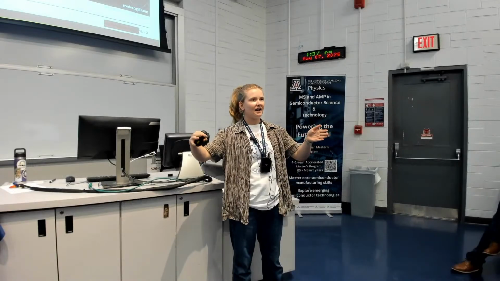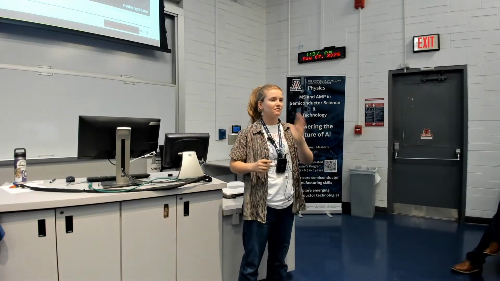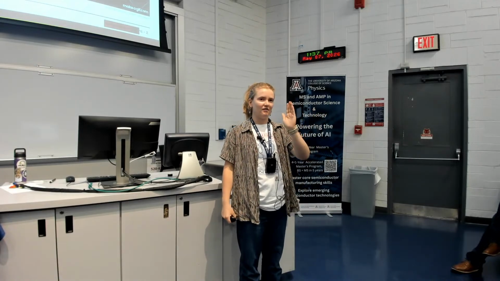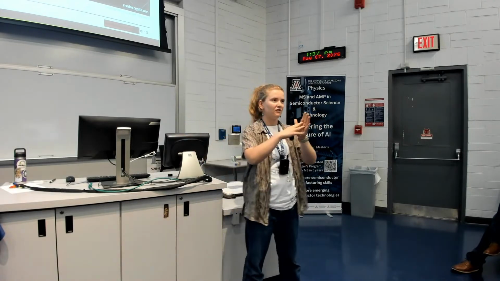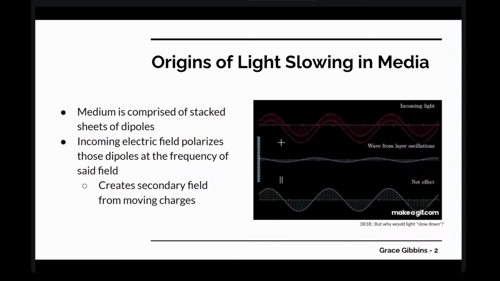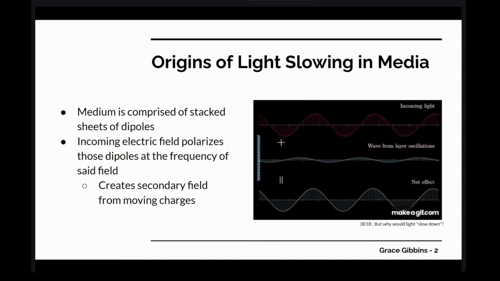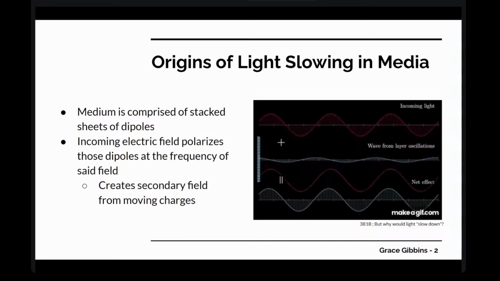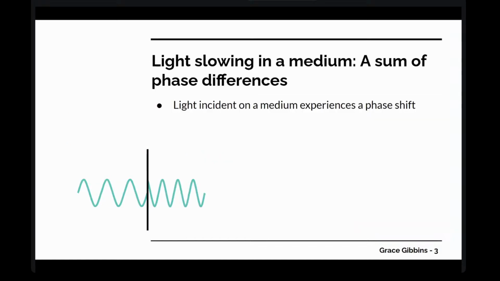If you think of a medium as a stack of sheets of dipoles, and you just look at that first sheet of dipoles with an incoming electric field, the electric field hits the medium and polarizes the atoms within the medium. So then the charges are wiggling, which creates a secondary field at the same frequency as that incident electric field, which then adds to the original incident field, adding a phase shift to the field within the medium. That's just talking about a single sheet.